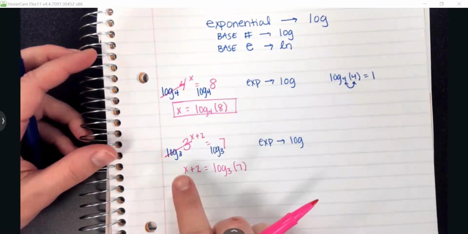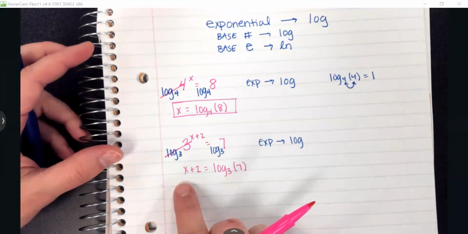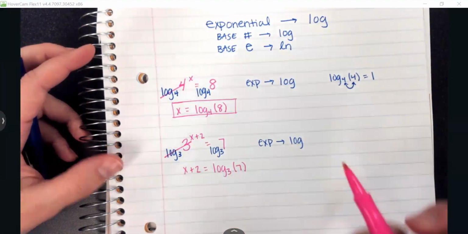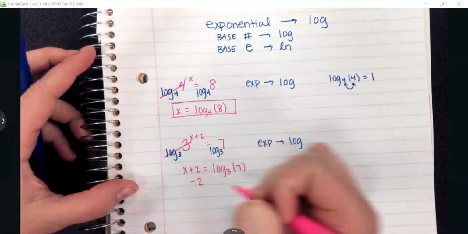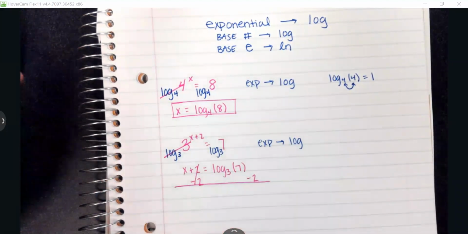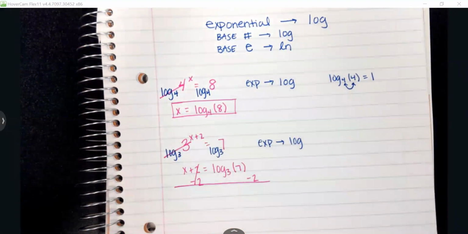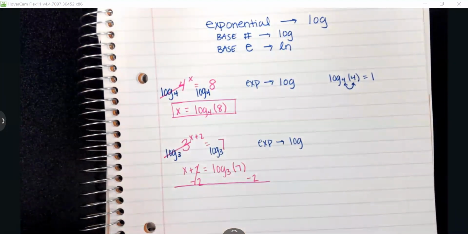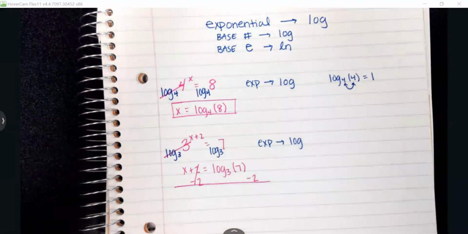I need this x all by itself. So my x has a plus 2, so I'm going to subtract 2. Here's why I used parentheses. Because that log has a number. And once that log has a number, nothing can change that number.